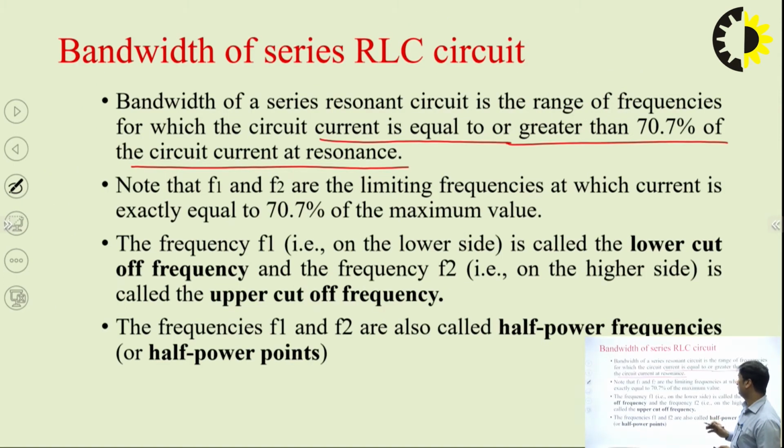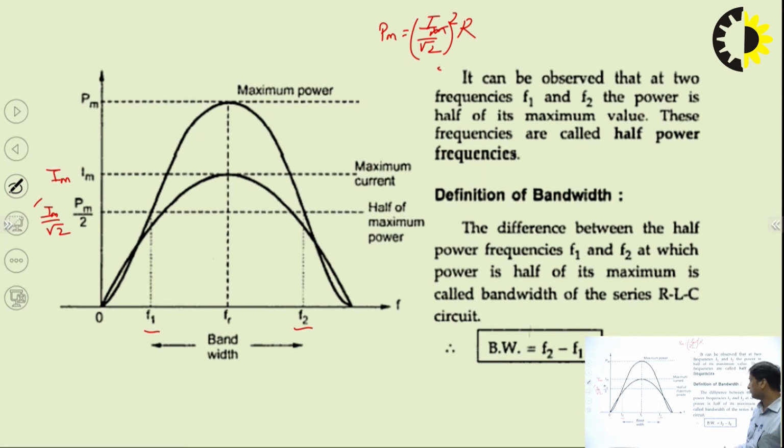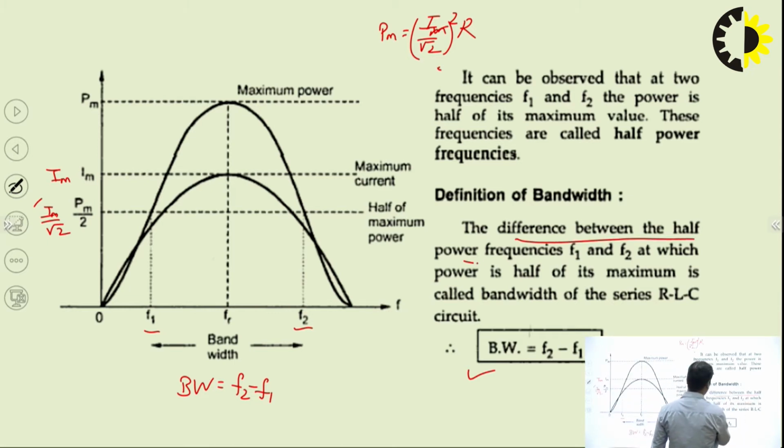of this range. The frequency F1 is called the lower cutoff frequency, and the frequency F2, which is on the higher side, is called the upper cutoff frequency. And the bandwidth is the range between the upper and the lower frequency. So you can write that the bandwidth is equal to the difference between the upper and the lower frequency, that is F2 minus F1.